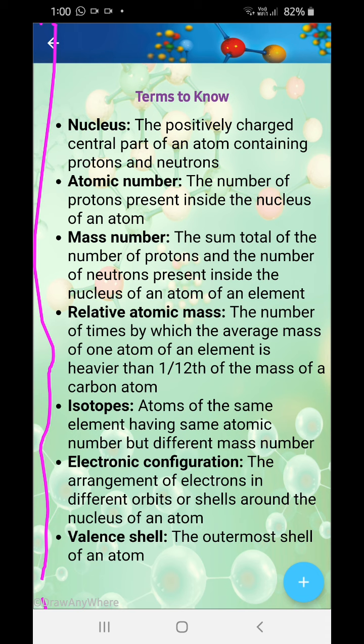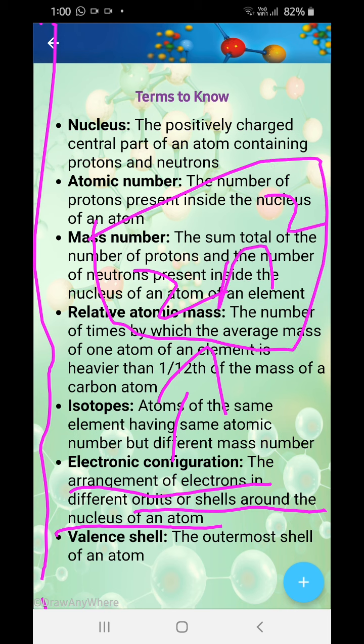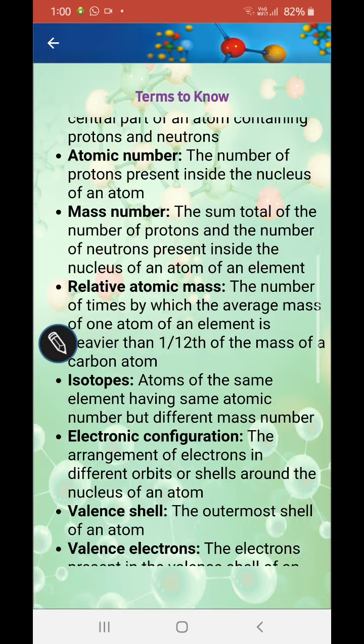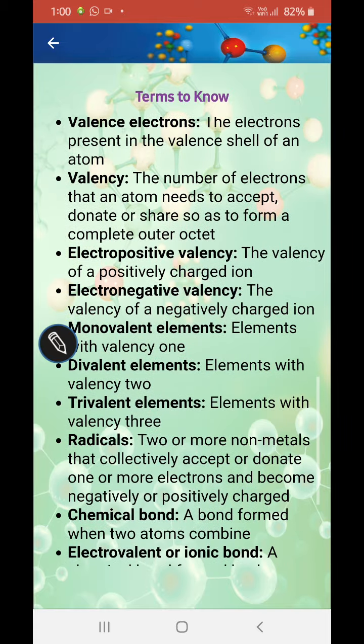Now what is the electronic configuration? The arrangement of electrons in different orbits or shells around the nucleus of an atom is known as electronic configuration. And the formula goes, as you all know from class 7, 2n squared, right? The outermost shell of an atom is known as the valence shell. All the valencies take place from the valence shell.